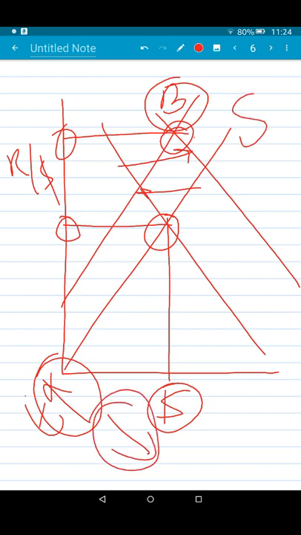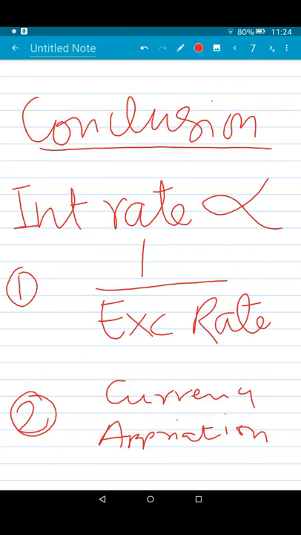Country B had an 8% interest rate, that is a reduced interest rate. From this we can conclude that if our interest rate is less than the international interest rate, the value of the currency depreciates, and when our interest rate is more than the international interest rate, its value increases. So we can conclude that interest rates are directly proportional to currency appreciation, and interest rates are inversely proportional to the exchange rate.